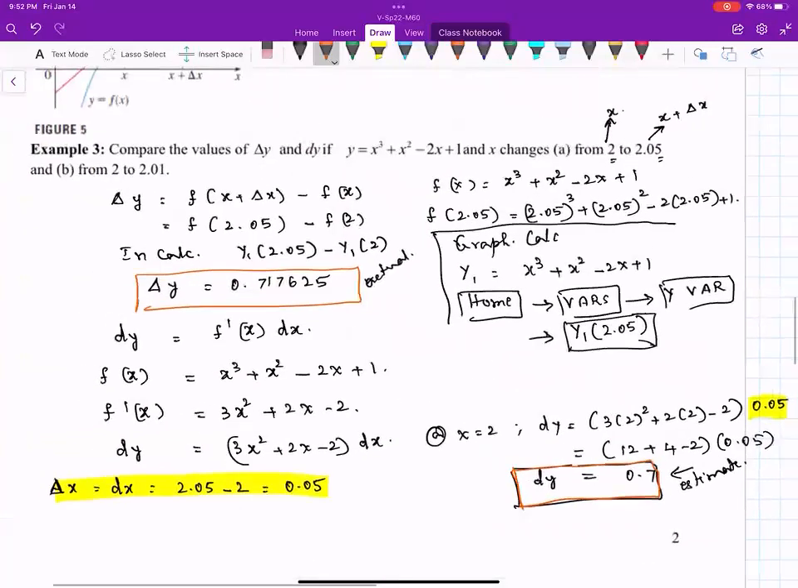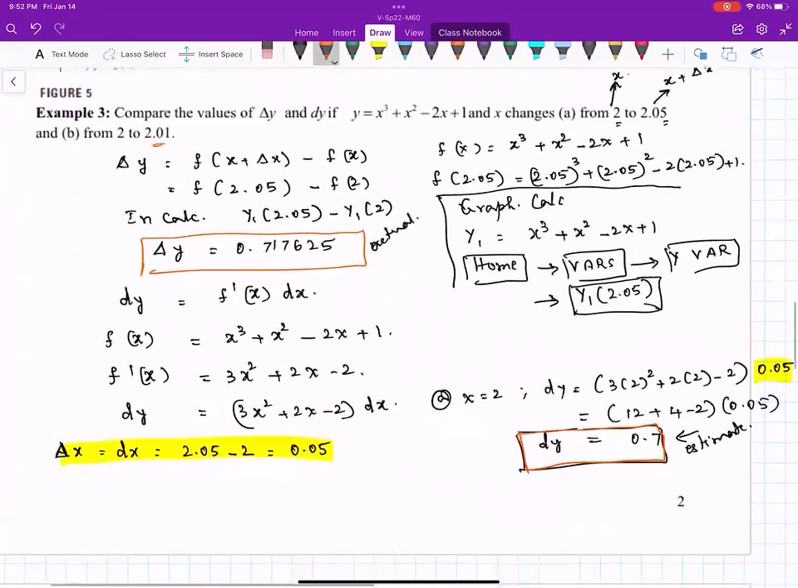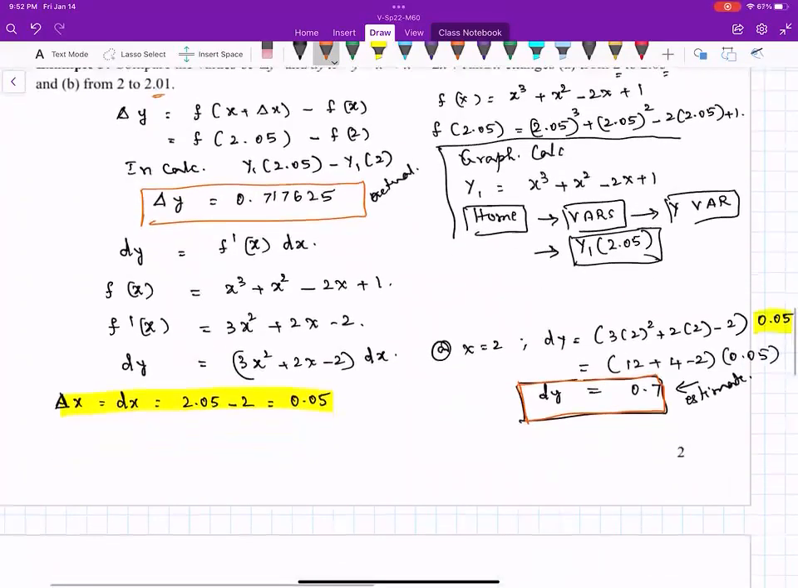As a second part, 2 to 2.01 is exactly similar. I let you try that one on your own. So we have two answers, delta y and dy, for the first part.